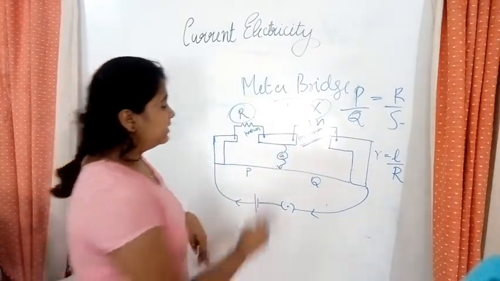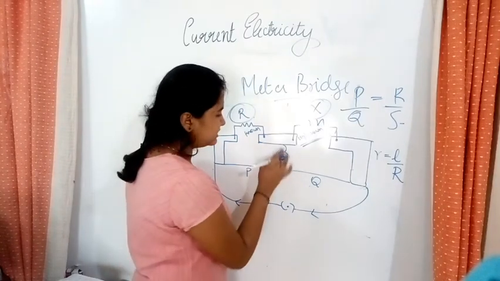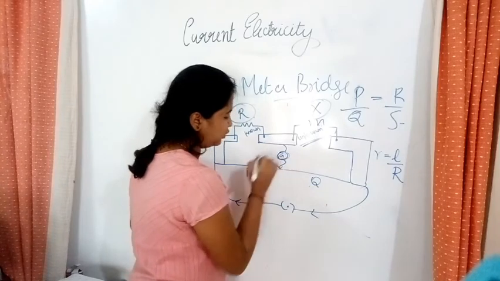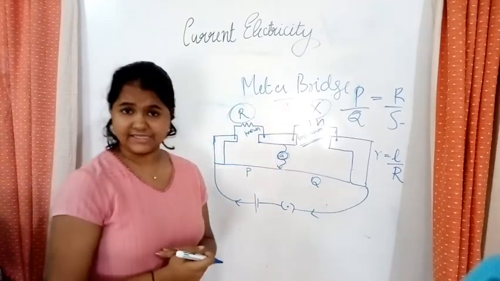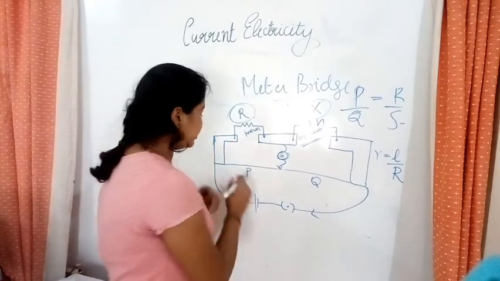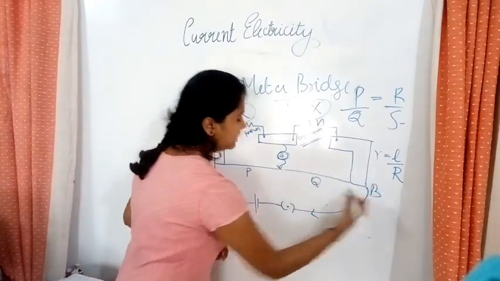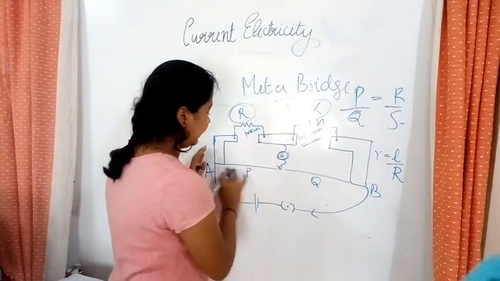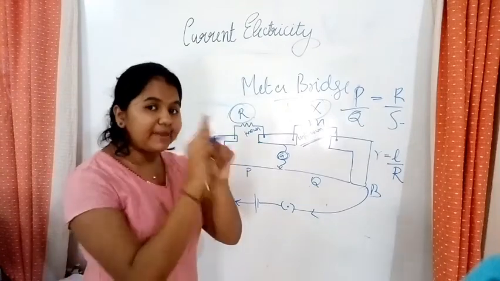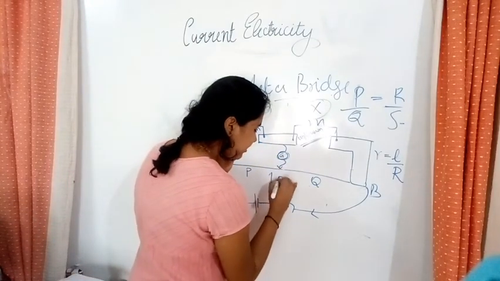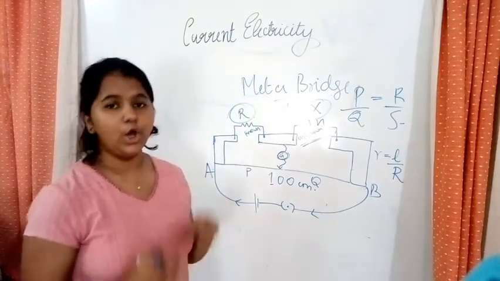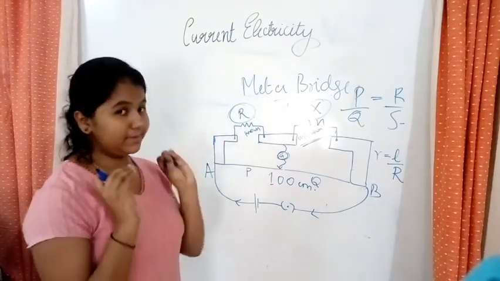And then there's a jockey connected. This curved line is a jockey with the galvanometer. So this is the galvanometer. Even in the Wheatstone's bridge we had a galvanometer. Now the same galvanometer is connected by a jockey over here. It is connected between A and B with a wire. That is the meter bridge, 1 meter length. It's 1 meter long, that is 100 centimeters long. Okay, that is the structure or the parts of the meter bridge.